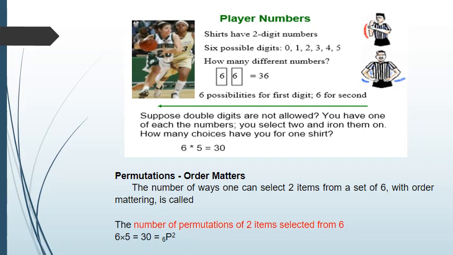Permutations. Order matters. The number of ways one can select 2 items from a set of 6 with order mattering is called the number of permutations of 2 items selected from 6. 6 times 5 is equal to 30, or written as 6P2.